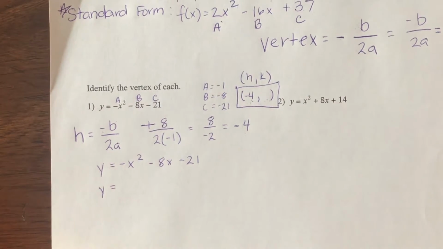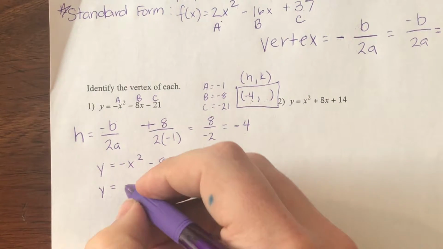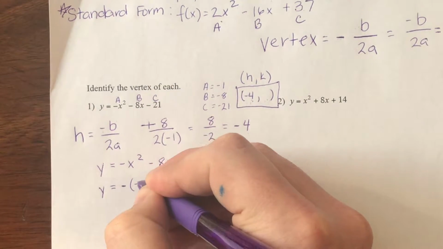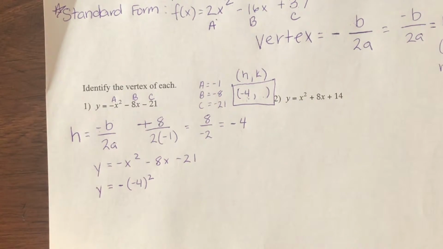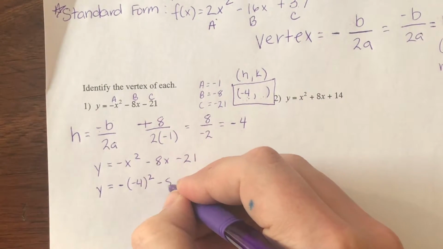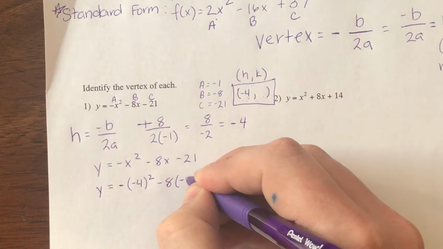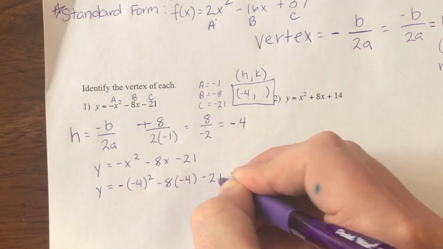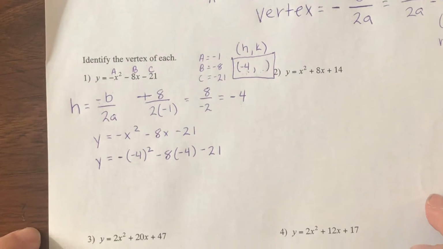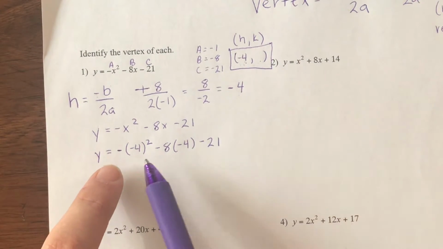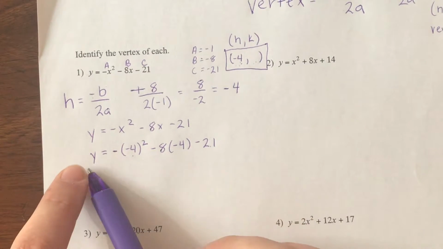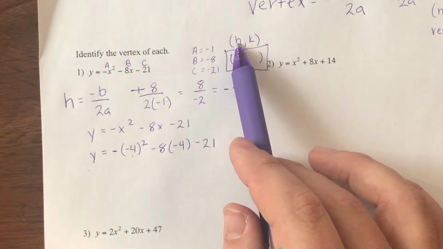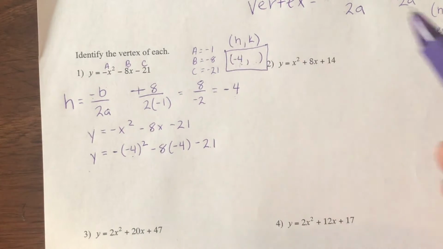Y equals negative -4 squared minus 8 times -4 minus 21. Again, I subbed this back into the x in order to find the y of this x coordinate -4, and of course we're using from that vertex form h and k, which is the same thing as x and y.